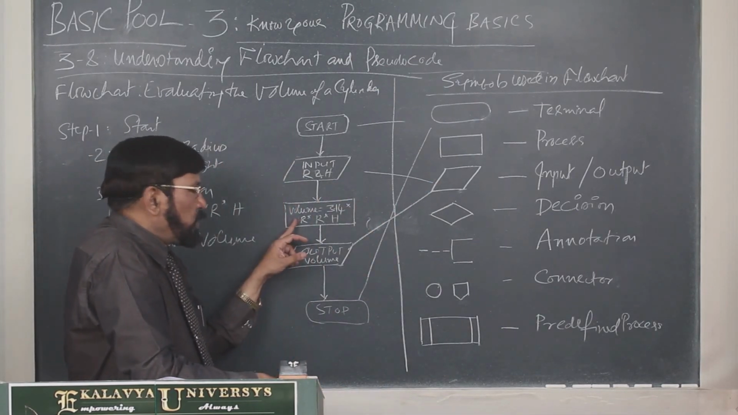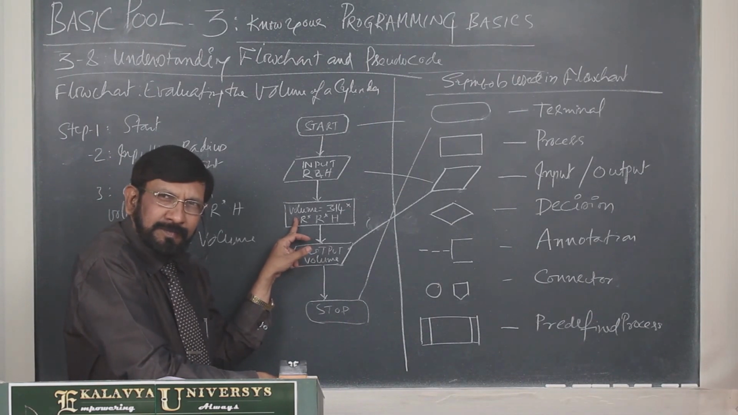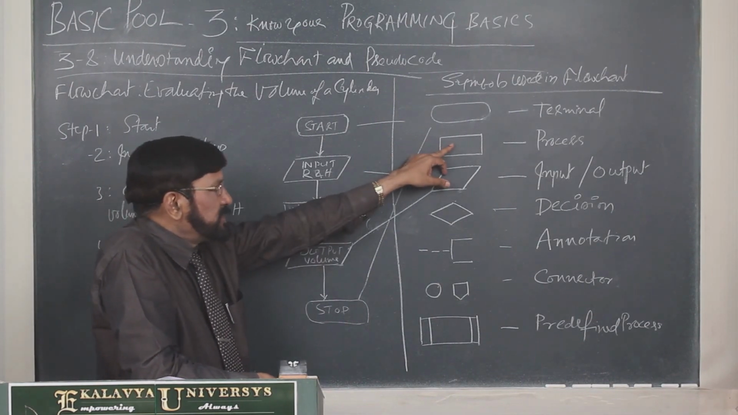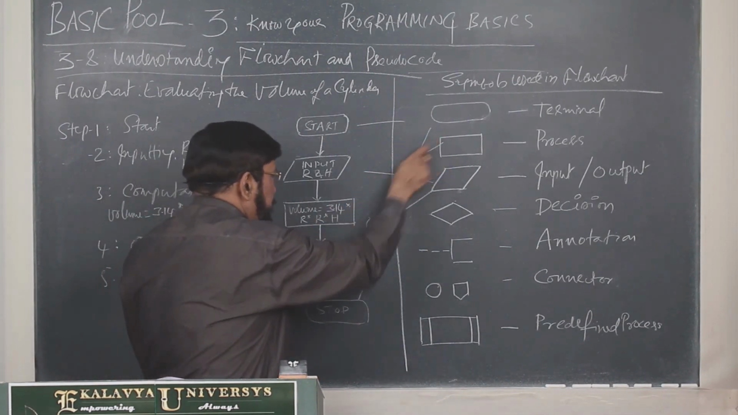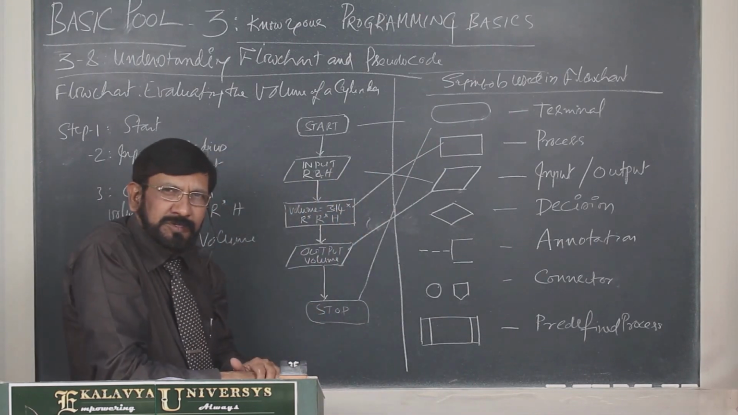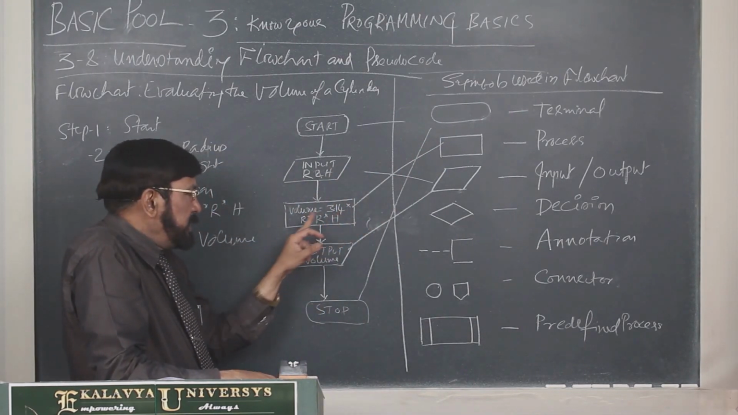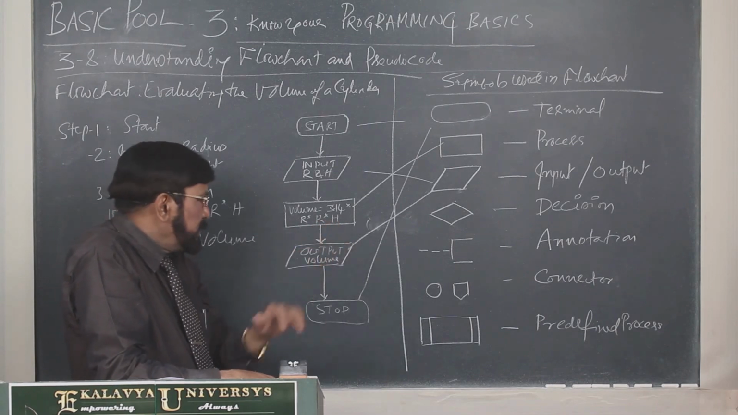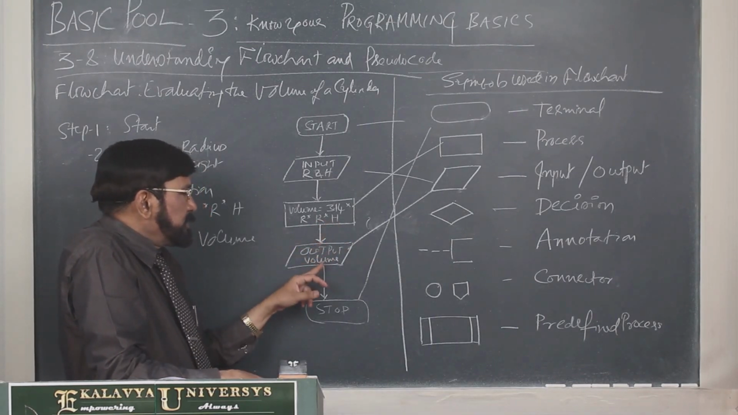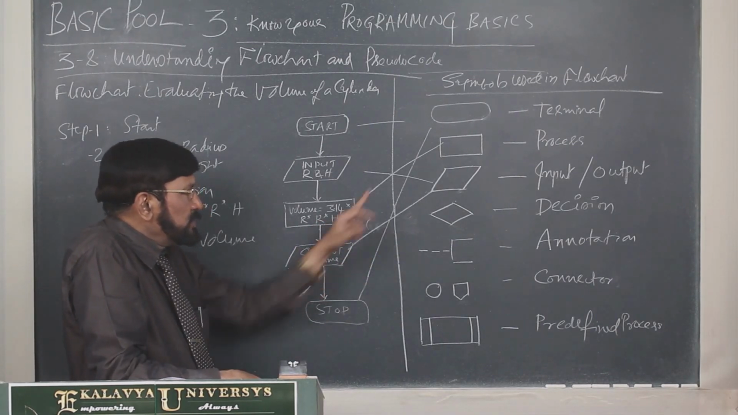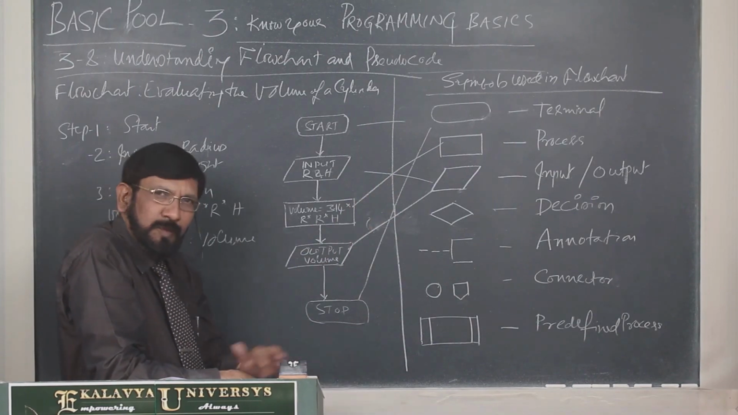Thereafter, process means nothing but calculation. So, this is the rectangle symbol that we are using here. Volume is equal to pi into R into H. Thereafter, output. So, the same symbol we have used, and we stop the program.